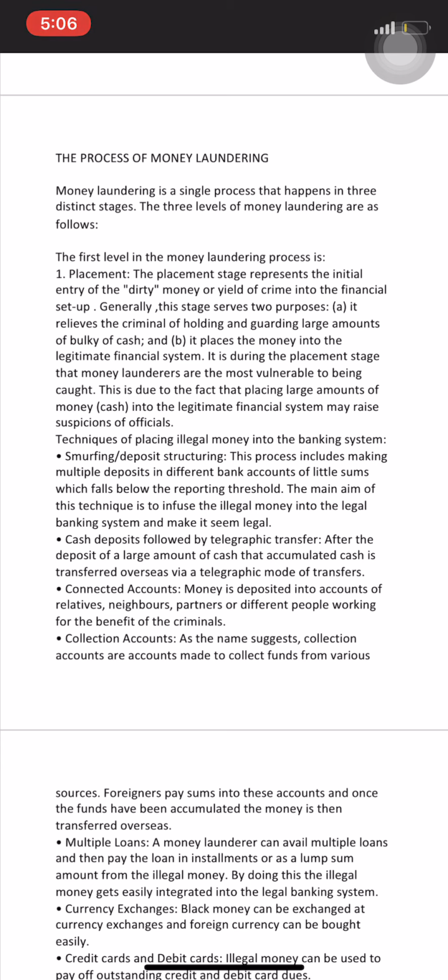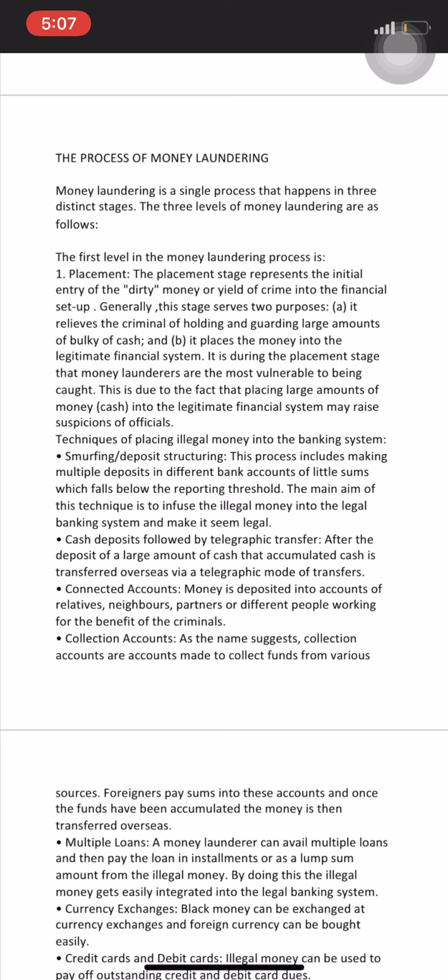Money laundering is a single process that happens in three distinct stages. The three levels of money laundering are as follows. The first level in the money laundering process is placement. The placement stage represents the initial entry of the dirty money, or yield of crime, into a financial setup. Generally, this stage serves two purposes. Firstly, it relieves the criminal of holding and guarding a large amount of bulky cash. Secondly, it places the money into a legitimate financial system.